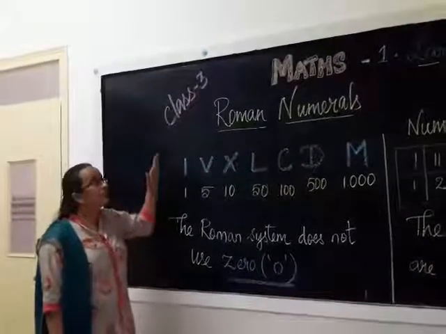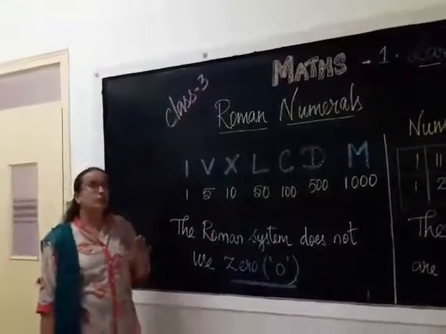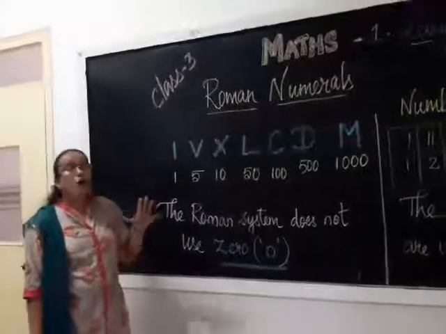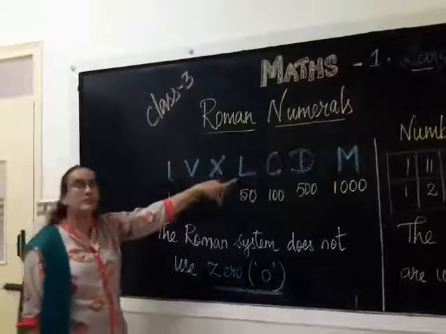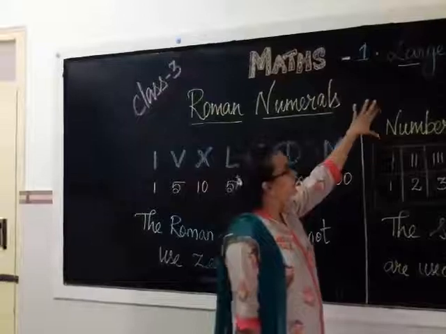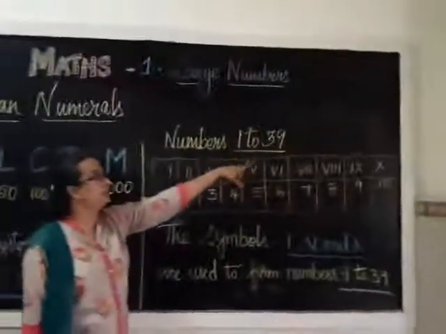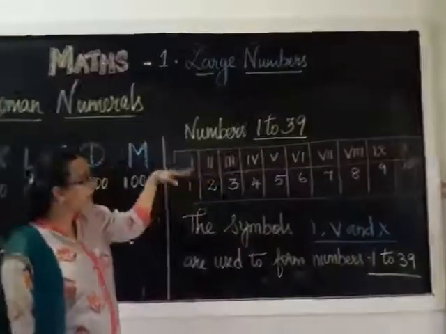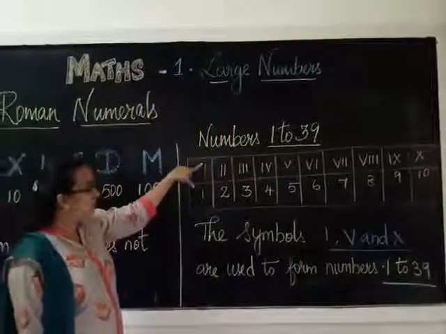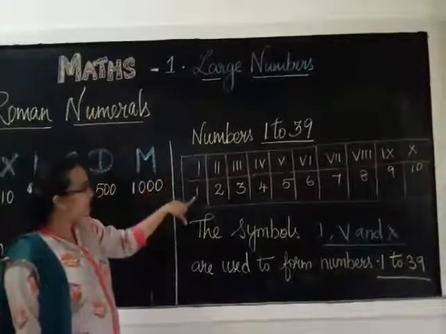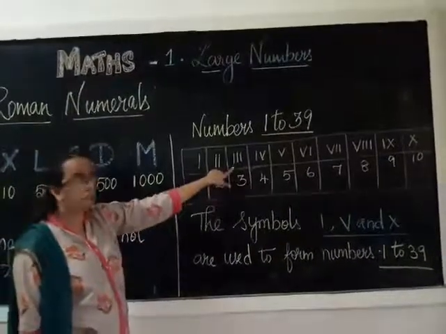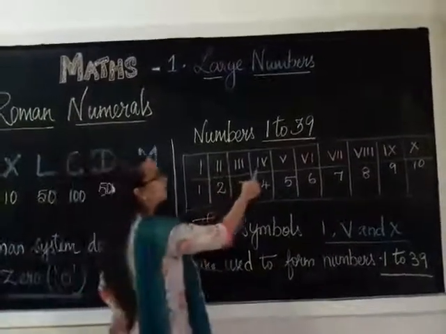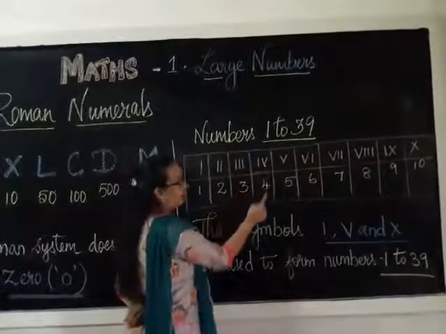So in your 3rd standard you are going to read about how to make numbers by using Roman numerals till 39. So I will teach you now. Numbers 1 to 39. When you write this I, it is 1. When you write 2 I's, it is 2. When you write 3 I's, it is 3. When you write I and V, it is 4.